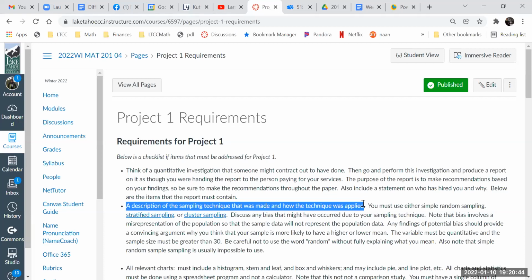Because variety of answers is going to be better for doing statistics for this project. Does that help a little bit at least?